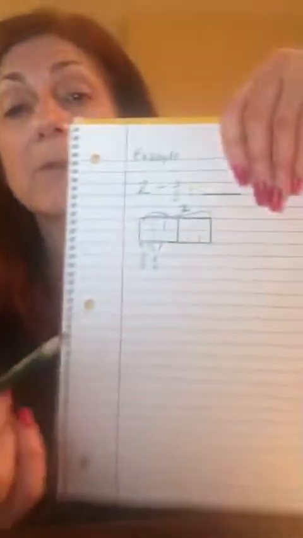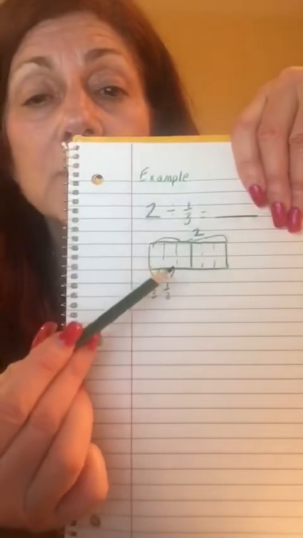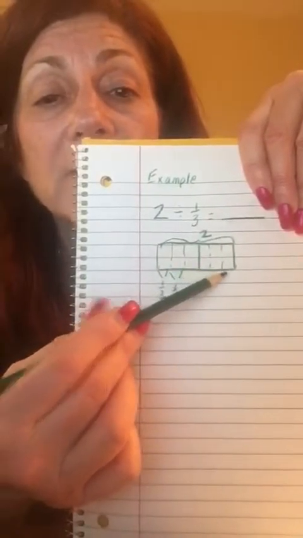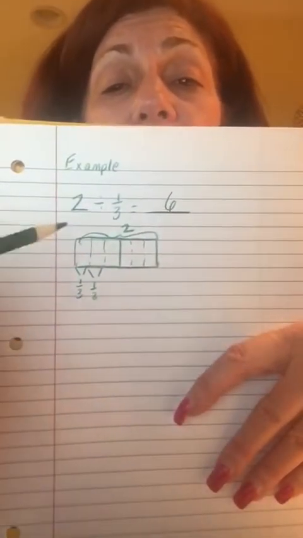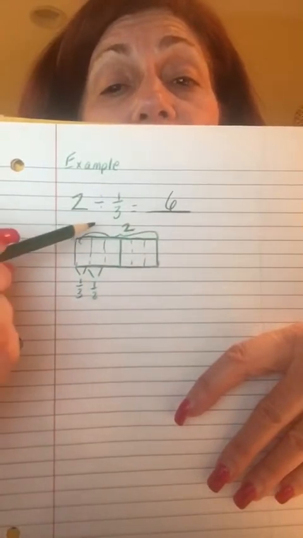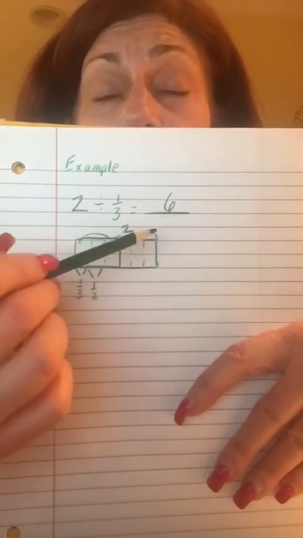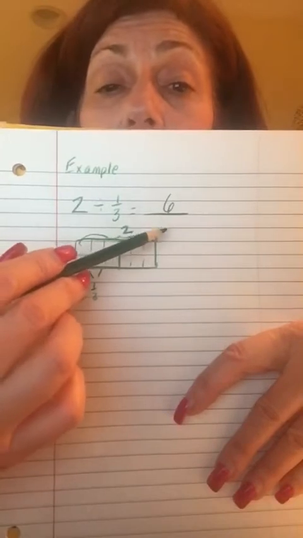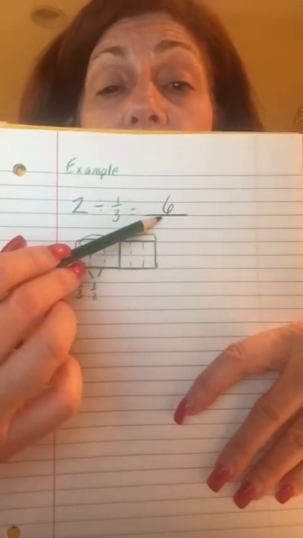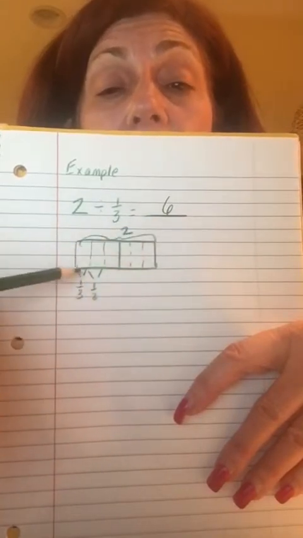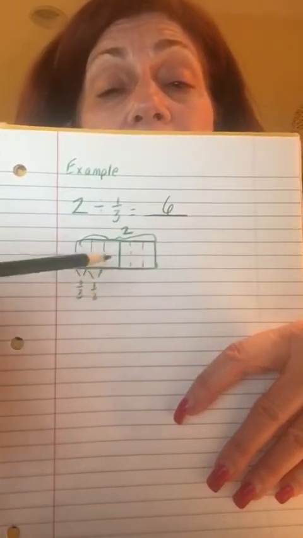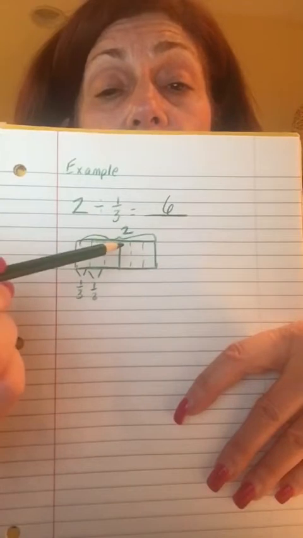Well, you just have to count your thirds. 1, 2, 3, 4, 5, 6. So your answer is 6. And I know that might look strange because you're saying you're starting with 2 and you're dividing it, so shouldn't you end up with something lower? But you have to look at this number here as your answer as how many thirds or how many little sections of thirds do you have if you started with two wholes.